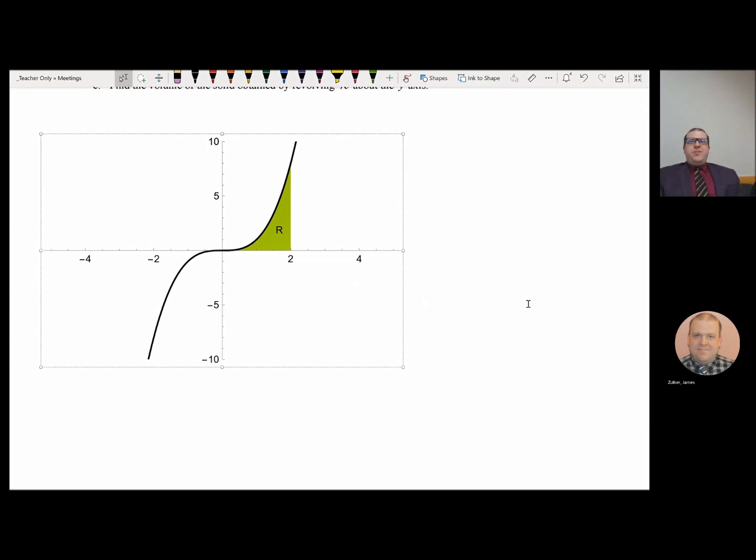So there is our region. This is what we're going to be rotating. First, about the x-axis.